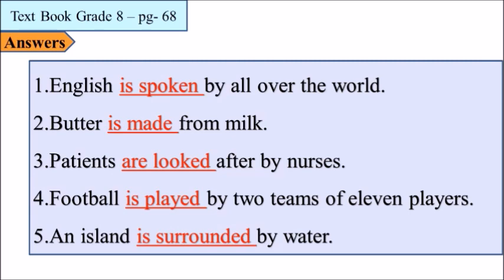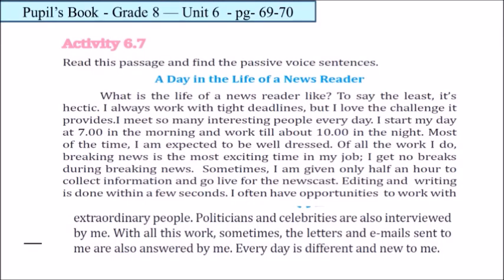Number 1. English is spoken by all over the world. Number 2. Butter is made from milk. Number 3. Patients are looked after by nurses. Number 4. Football is played by 2 teams of 11 players. Number 5. An island is surrounded by water. Here's another activity from the pupils' book. Unit 6, Activity 6.7. Read this passage and find passive voice sentences. Hope you can do it by yourself.